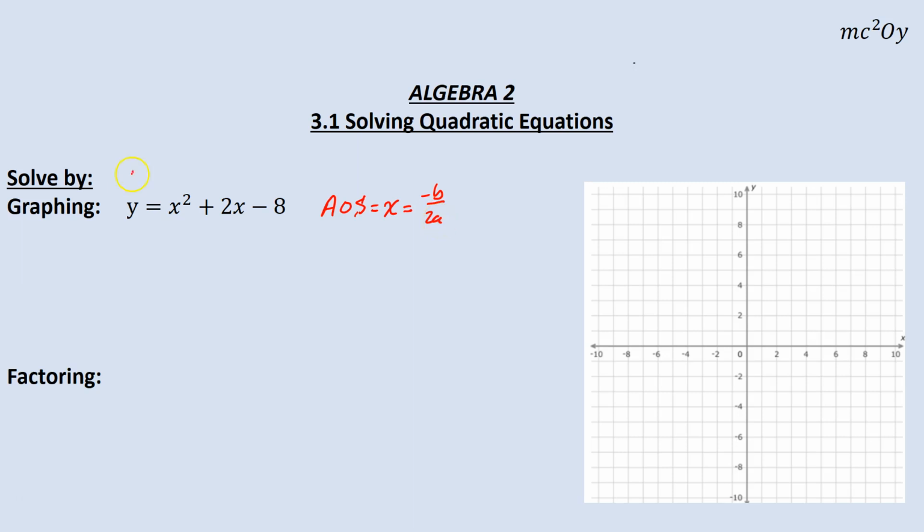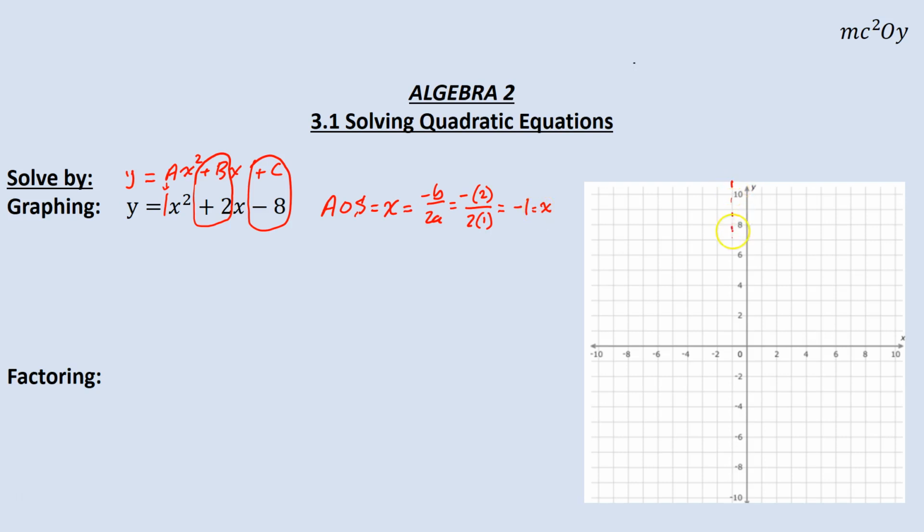We also should know standard form is y equals ax squared plus bx plus c. In this case, a would be 1, b would be 2, and c would be -8. Substituting the pieces in, opposite of b is opposite of 2, over 2 times 1, which is -2 over 1, or -1. So x equals -1 is our axis of symmetry.